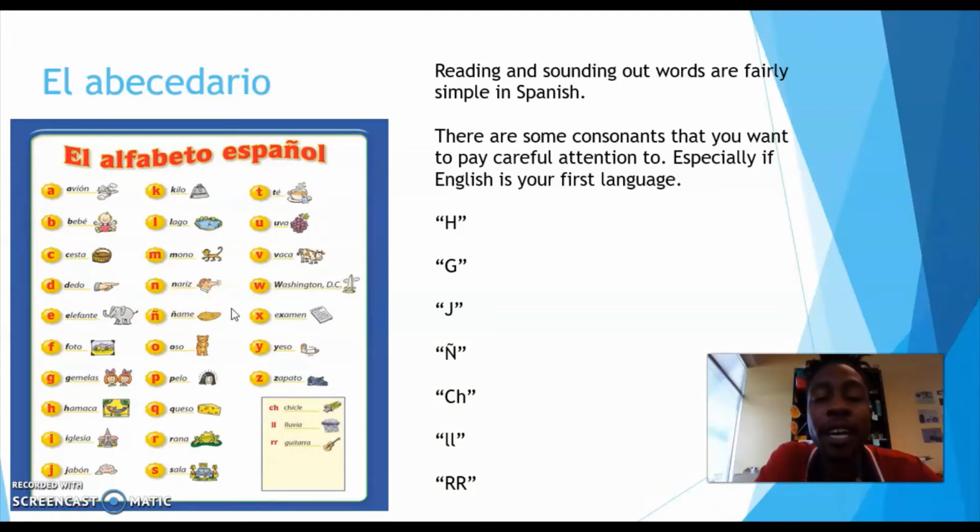We have the word niño, that's N-I-Ñ-O, niño. If it was just N-I-N-O, it would be nino. Eñe changes it from nino to niño, from nina to niña, and from name to ñame.